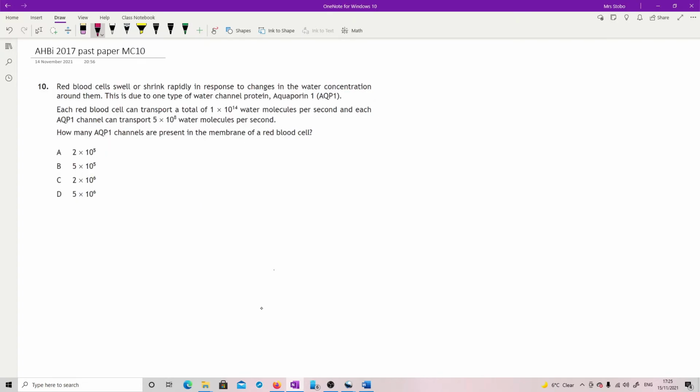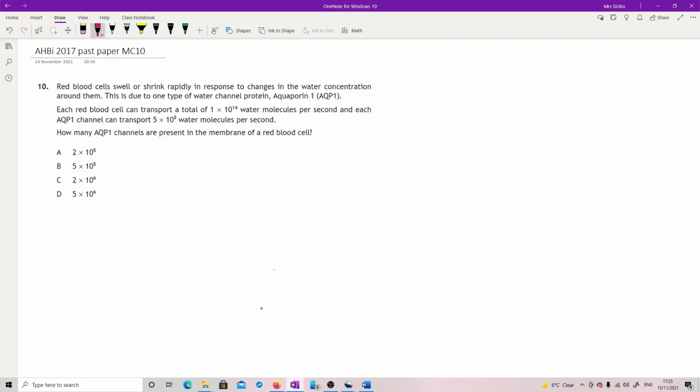Okay, a calculation question here for 10. Red blood cells swell or shrink rapidly in response to changes in the water concentration around them, due to one type of cell channel protein, which is aquaporin 1, AQP1. Each red blood cell can transport a total of 1 × 10^14 water molecules per second, and each AQP1 channel can transport 5 × 10^8 water molecules per second.